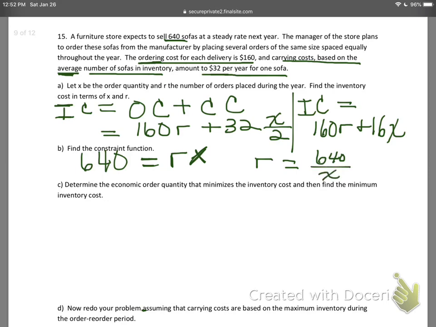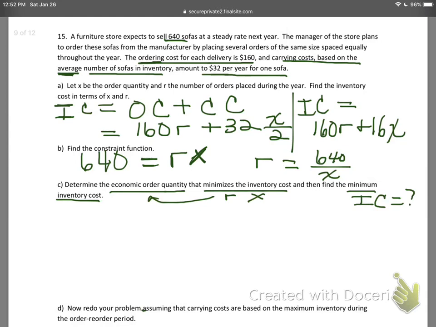The next piece of this, they say determine the economic order quantity. That's just a fancy way to say they want both the R and the X. And of course, they're going to minimize their inventory costs. And then they want me to also find what that cost is. So I need to do a couple of things. I need to find R and X, and I have to make sure it's a minimum. And then once I find R and X, I want to figure out what the inventory cost is. Okay, so that's our mission.